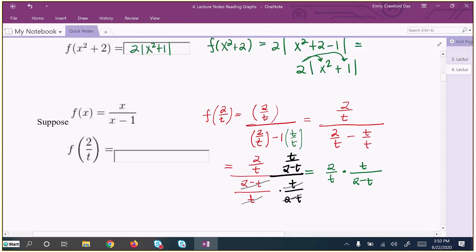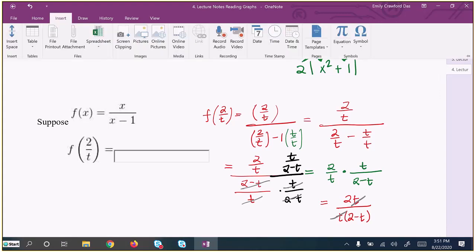Okay, so then to multiply fractions, I just multiply straight across the top and straight across the bottom. So 2t on top and on bottom, t times 2 minus t. And then these t's, it turns out that they cancel. So this becomes 2 over 2 minus t.